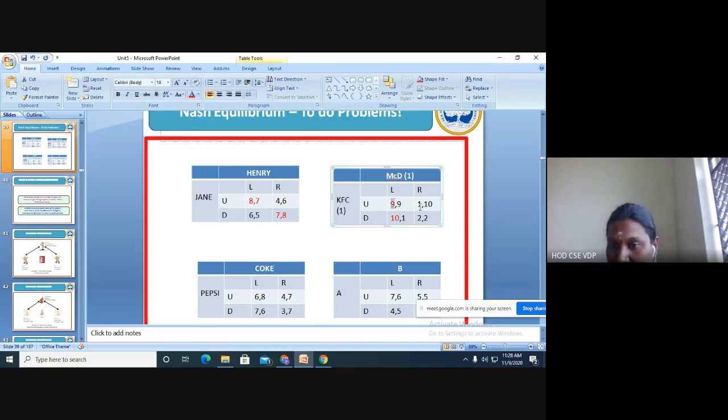So I compare 9 and 1 for this U. That is for player 1. And for D, I compare 10 and 2. So for player 2, McD, I have to compare 9 and 1. So I get this 9 here.